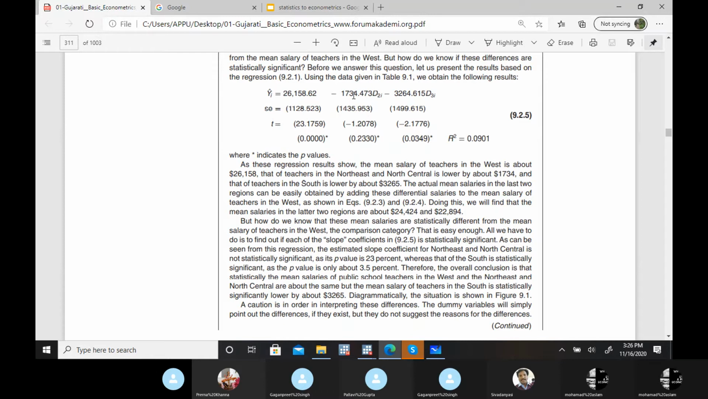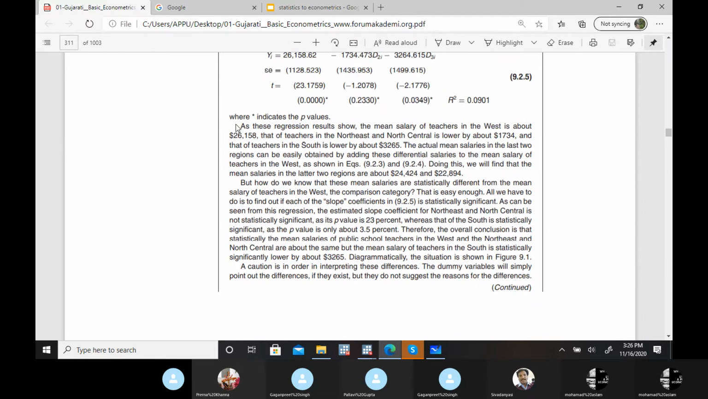So we have to say the average salary in the Northeast and North Central is about the same as that in the West. But in the case of the South, this is less than 0.05 level of significance, so we would say there is a significant difference, and that difference is lower by 3,264. So that's the interpretation part for this.